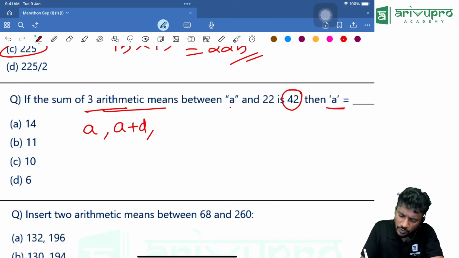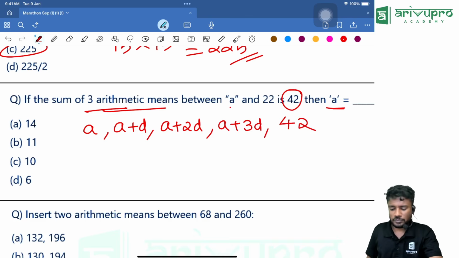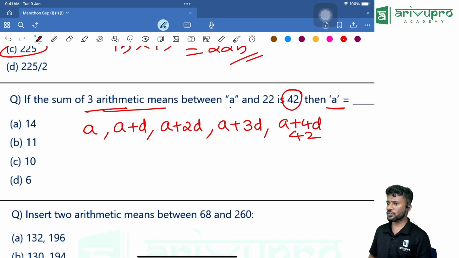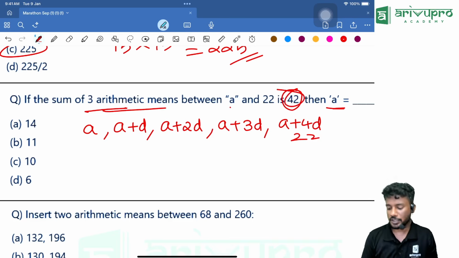The third term will be what? A plus 2D. Then fourth term will be what? A plus 3D. Then fifth term is what here? 22. Which is A plus 4D, nothing but 22. Am I right for this? 22, not 42. Oh, sorry. Sum is 42, right? Yes.